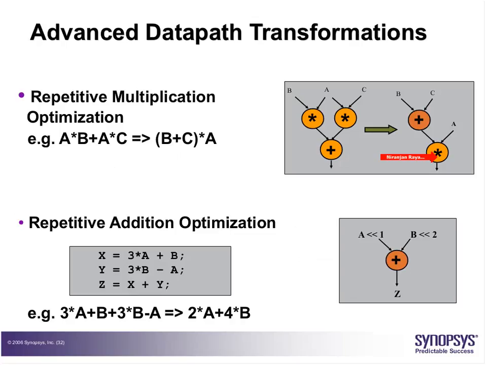Repetitive addition optimization, for example, z is equal to x plus y here. If you solve this, it will come to 2a plus 4b, and 2 into a means a left shifted by 1, 4 into b means b left shifted by 2, and then added together. So based on these expressions, DC is able to calculate the optimal number of operators needed.